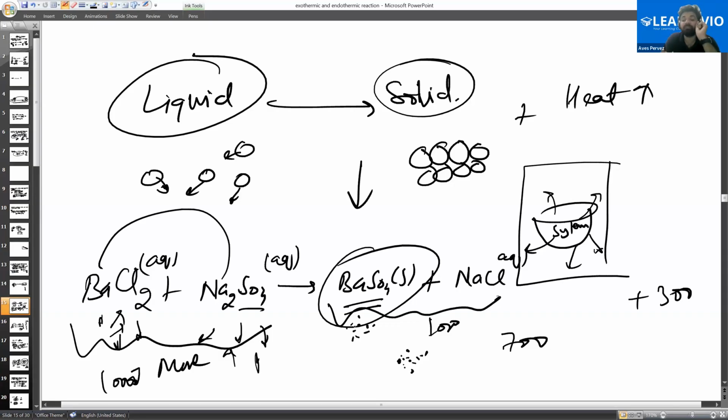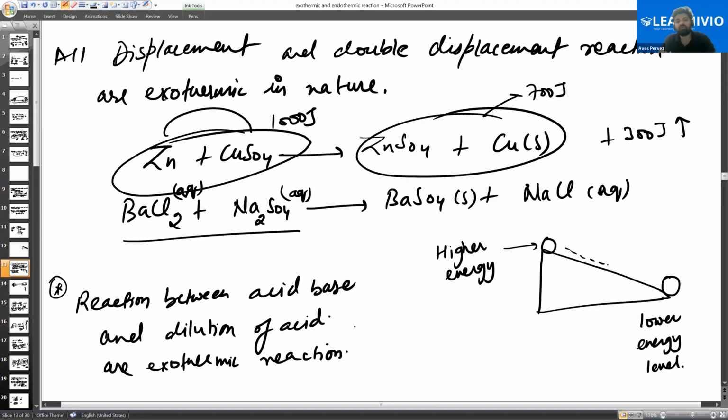Precipitation reactions are exothermic. Acid base reactions are exothermic in nature. So note it down. The reaction between acid and base, which we call a neutralization reaction, the dilution of acid, along with the precipitation reaction, all are exothermic reactions. Note it down.